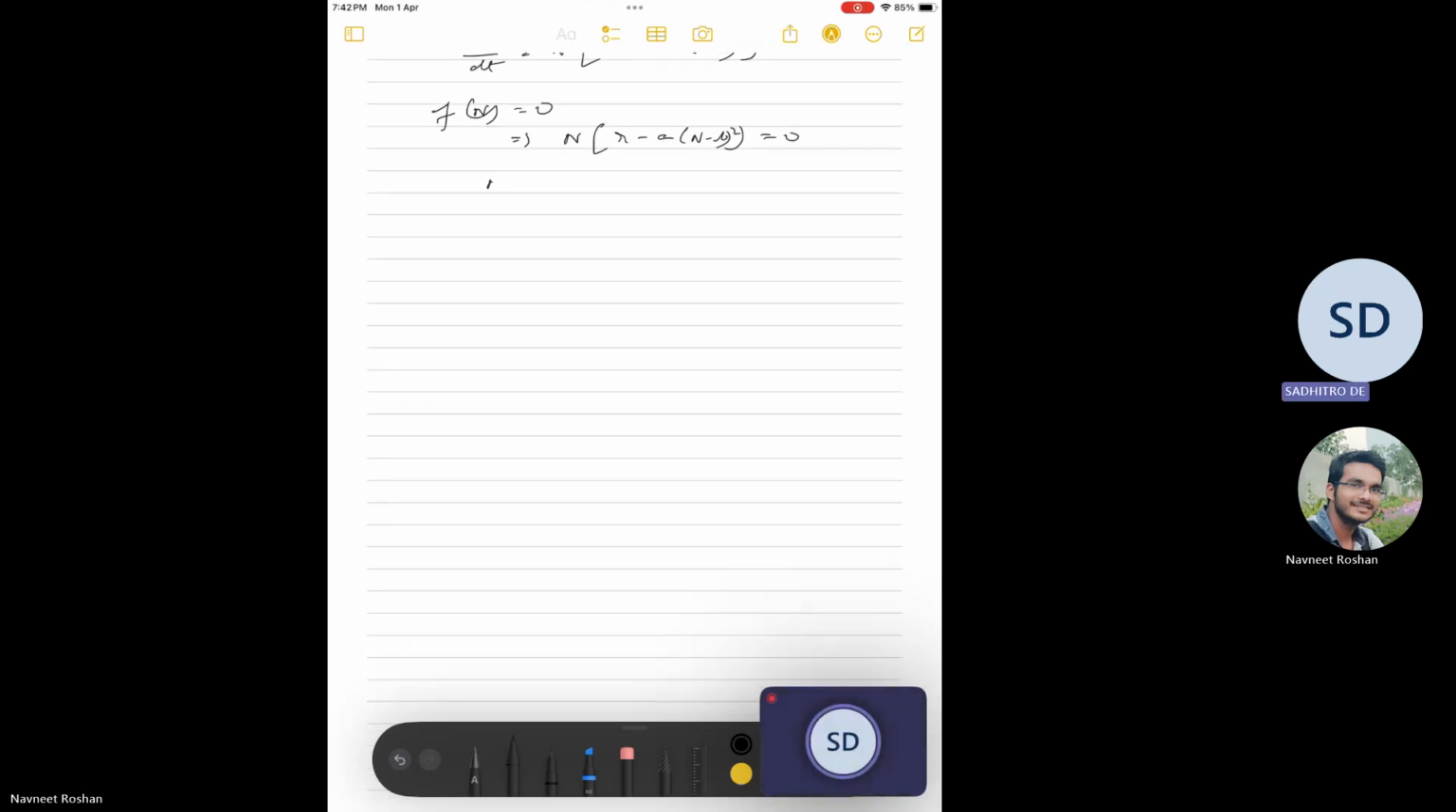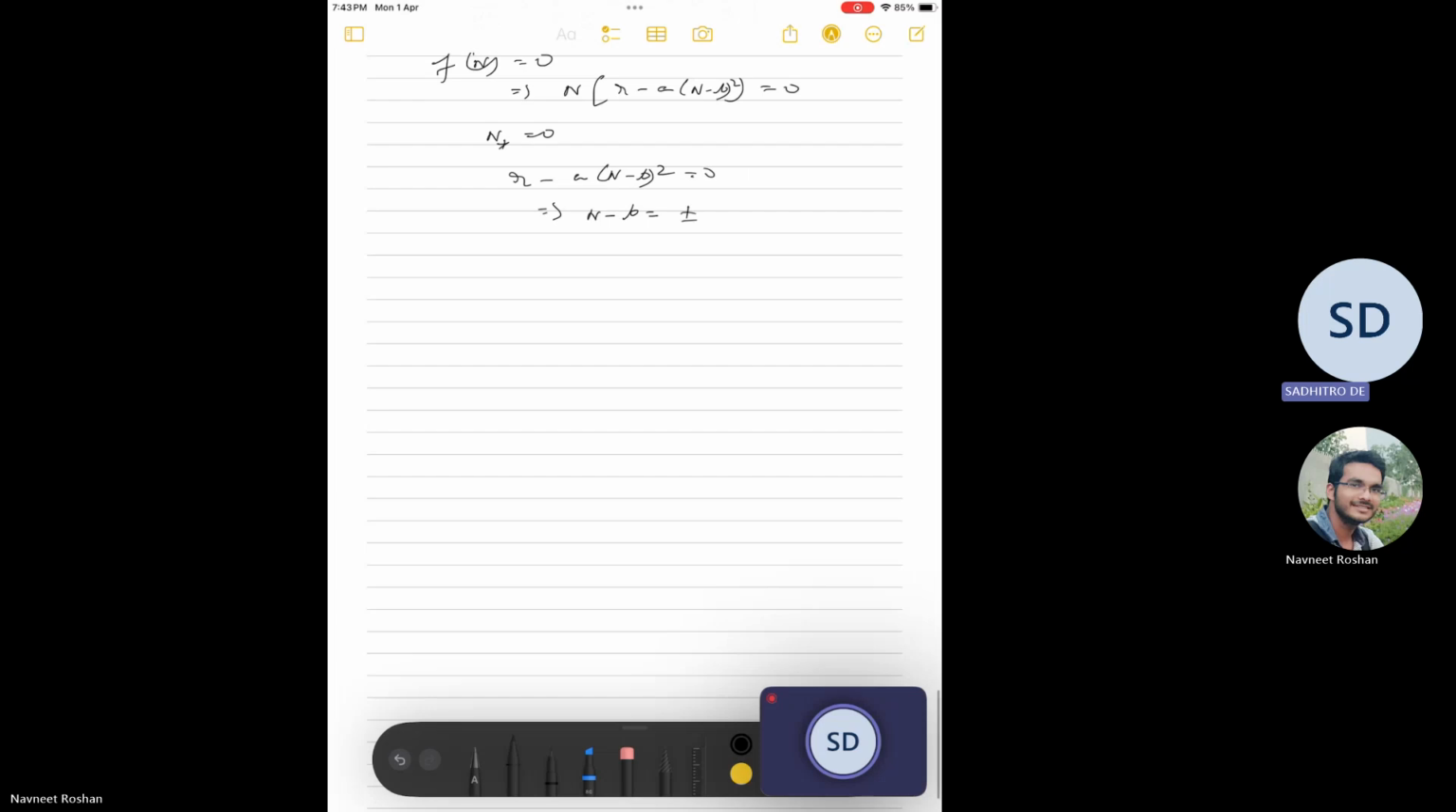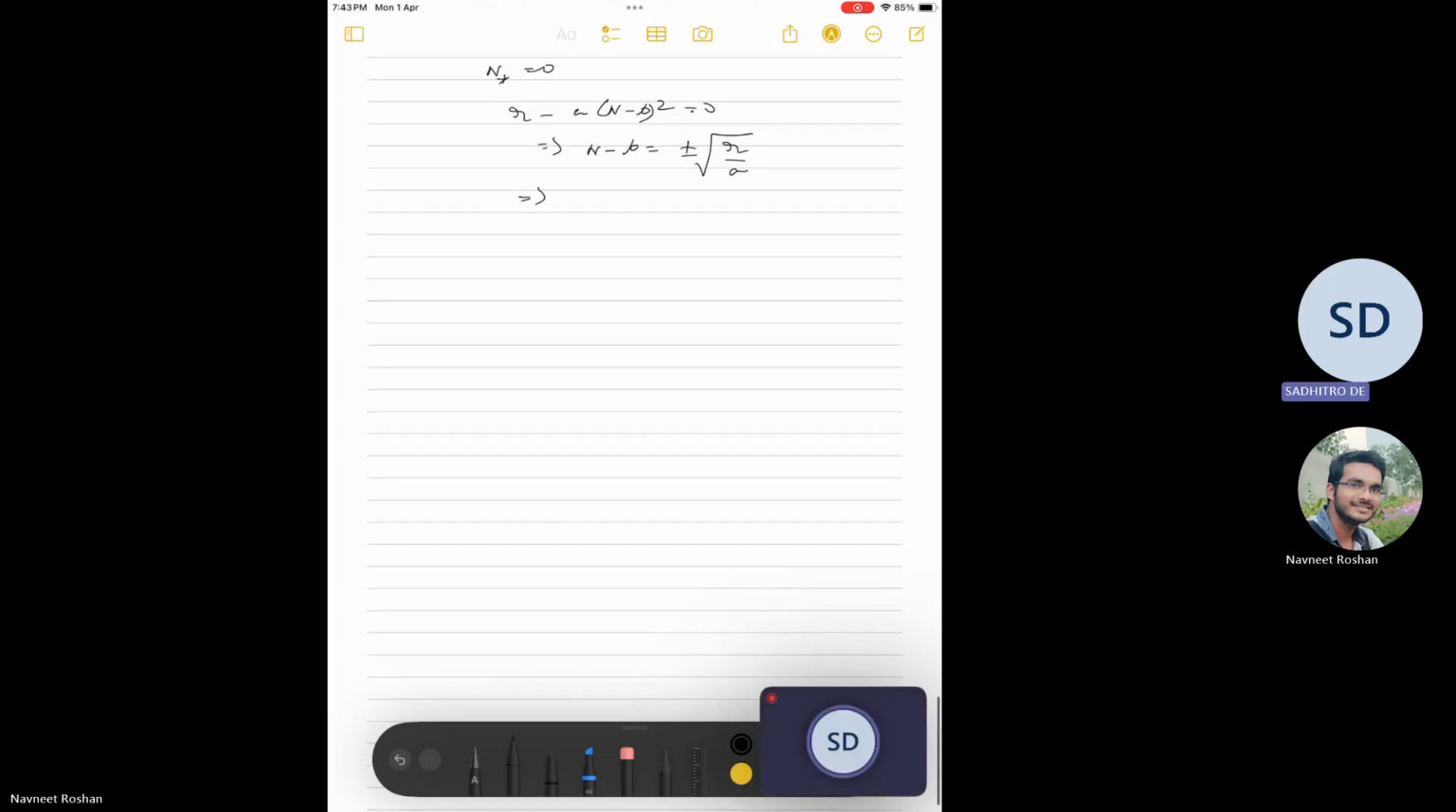So again, one of the fixed points is n star equal to 0. The other fixed points are given by r minus a into (n minus b) whole square equal to 0, which means that n minus b is equal to plus minus root over r by a, or in other words, n star is equal to b plus minus root over r by a.